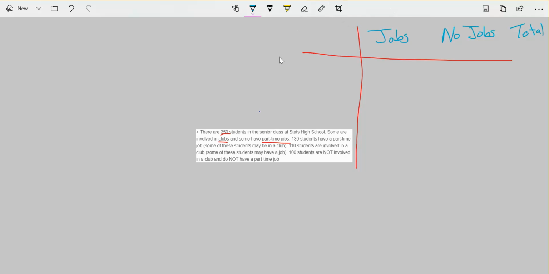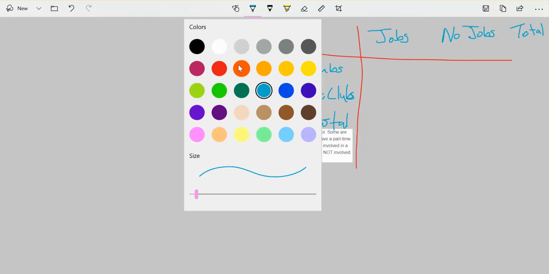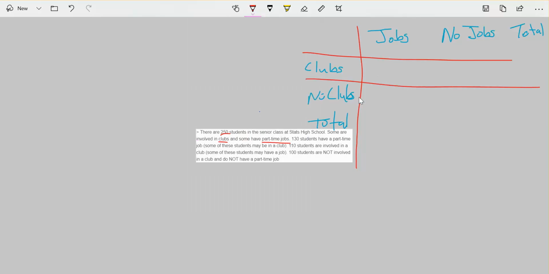Then on this other side, I'm going to deal with people that are in clubs, no clubs, and again, total. So that's how I start, by setting it up. I'm going to pull out my red marker and draw my lines. Line, line, line, line. And these are the boxes. I need a number in each of these boxes, all 9 of them.